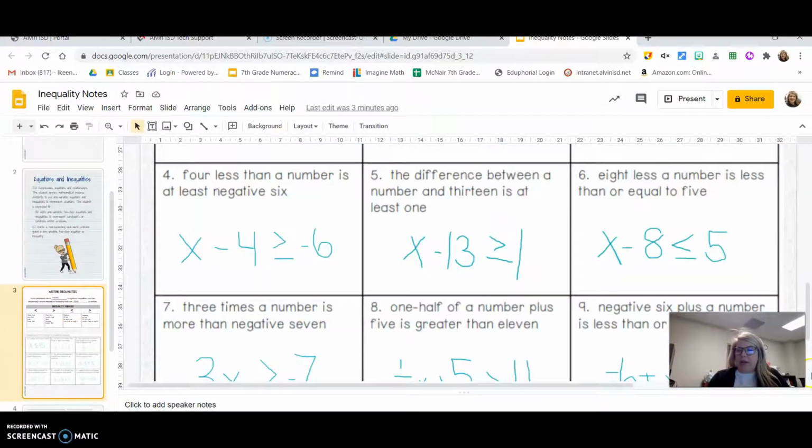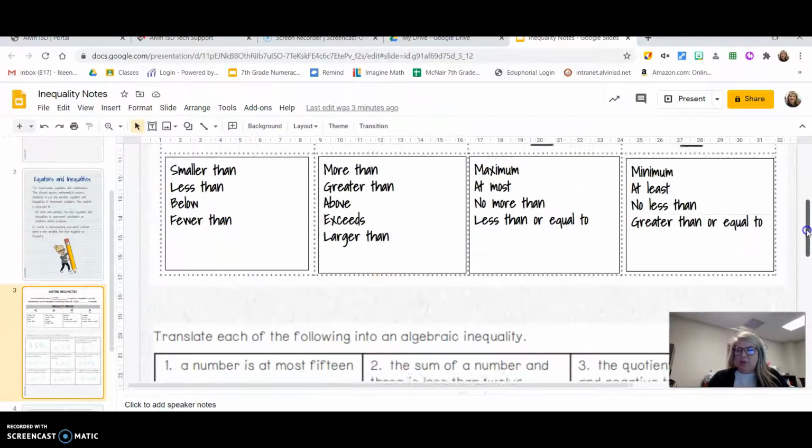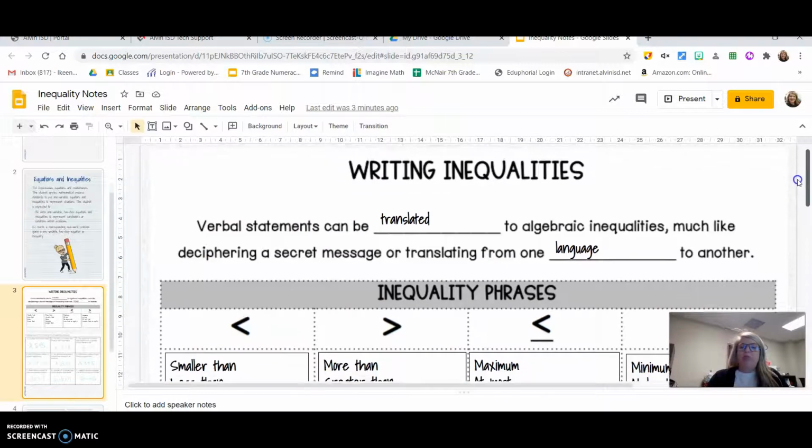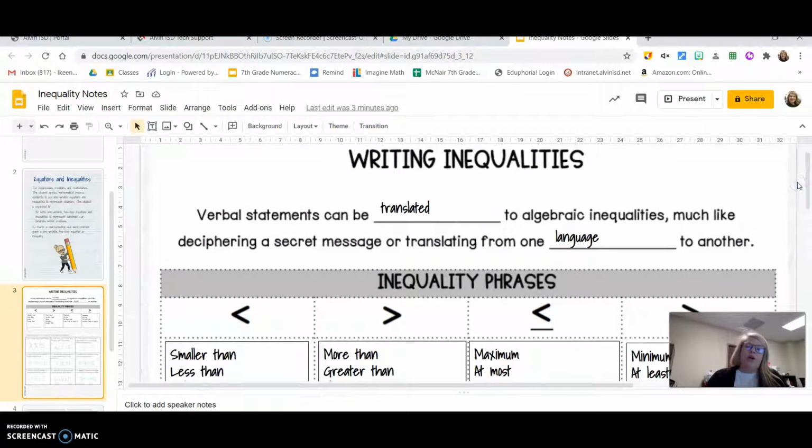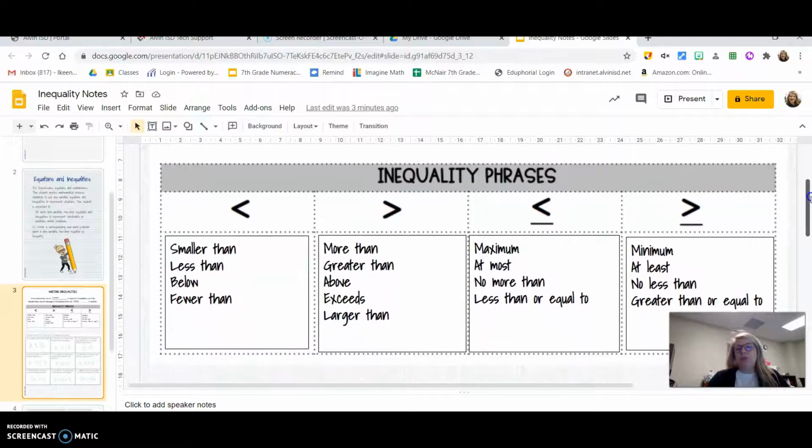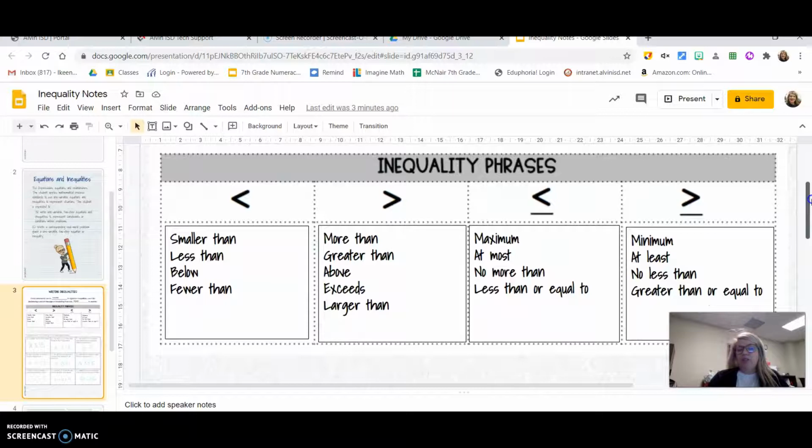Slide 3 moves into some of those situations that I was just telling you about. For writing inequalities, you are taking a verbal statement and translating it into an algebraic inequality. It's kind of like deciphering a secret message or translating from one language to another. So these are some typical inequality phrases that you would see.